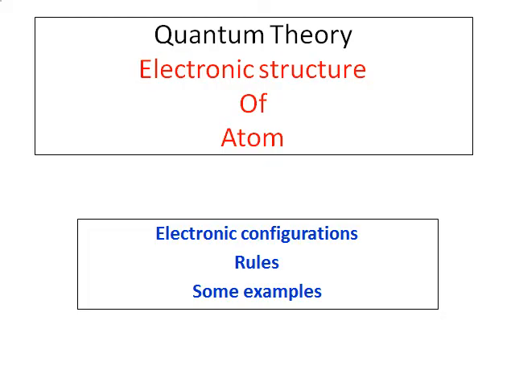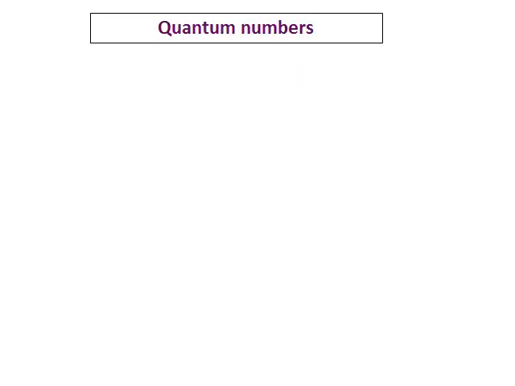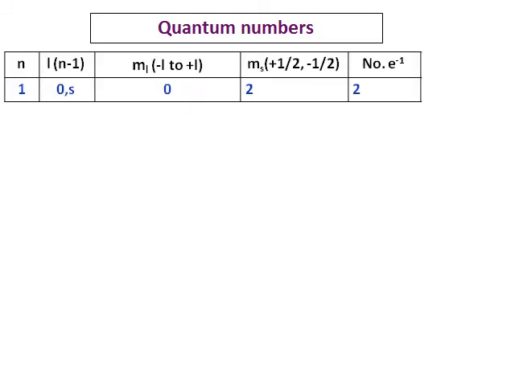Continuing with quantum theory and electronic structure of atom, we will go into electronic configuration, their rules, and some examples on how to fill up the electrons in various orbitals. So we learned about quantum numbers in the previous video. So here we'll just revise on it and learn how to use it to do the electronic configurations.